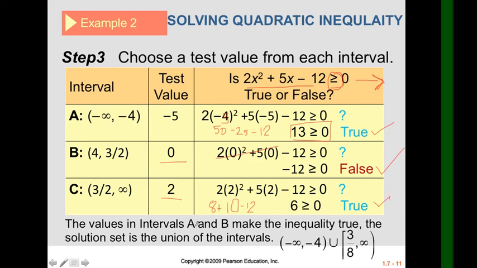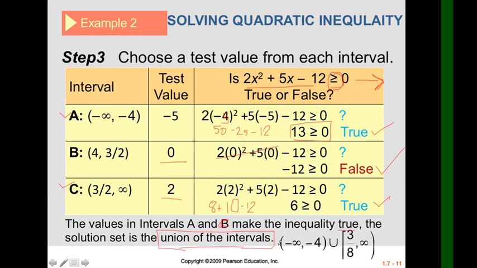Okay, the values in the intervals A and B, I'm sorry, A and C. It should be C. A and C. The values in A and the values in C, the inequality is true. The solution set is the union of the intervals. Kasi union siya, so we will combine. Dahil dalawa sila, we proved that A and C are true, so there is a union of intervals.